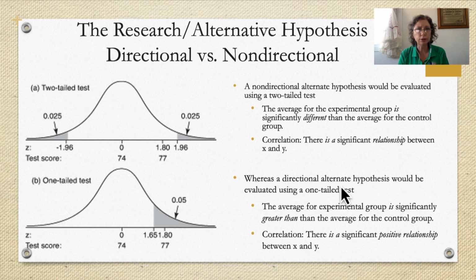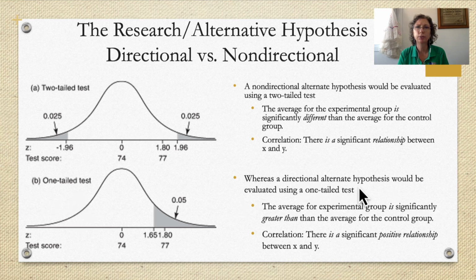With a directional alternative hypothesis, you're choosing which way you think the groups are going to be different, or which way you think the correlation is going to go, like if it's going to be positive or negative. For our example, we were looking between groups. And it would be like saying the average for the experimental group is significantly greater than the average for the control group. And that 0.05 is all on one side, one tail. And that's why it's called a one-tailed test.